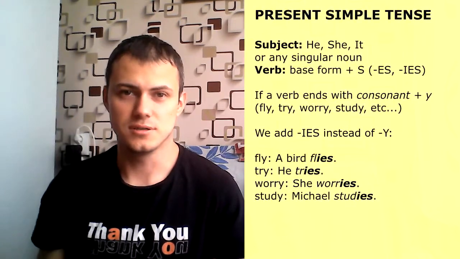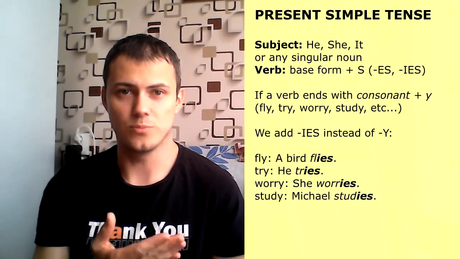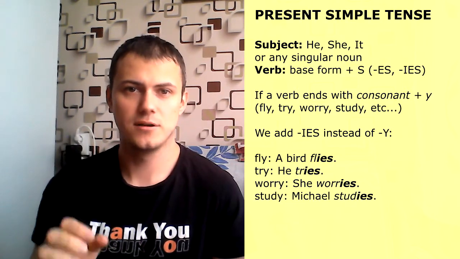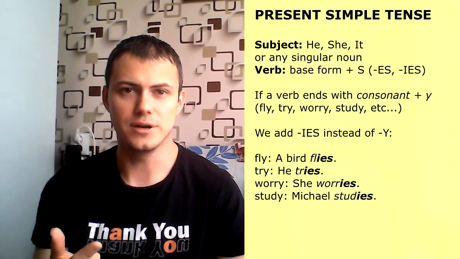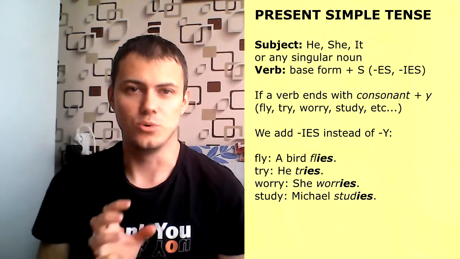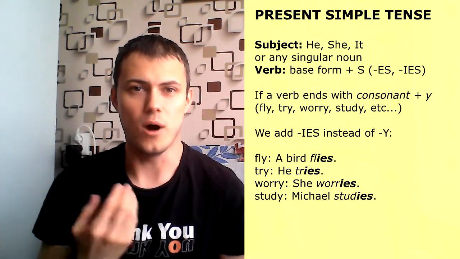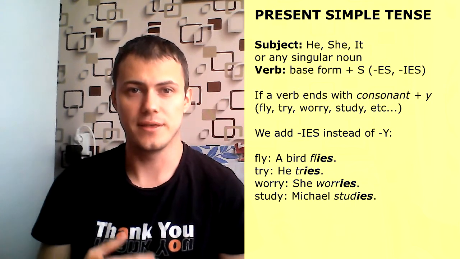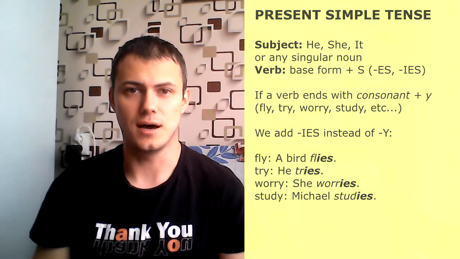Please notice that in case when at the end of the verb we have a consonant plus y, for example, fly, try, worry, study, we should add ies instead of y in the present simple tense when the subject is he, she, it, or any singular noun.